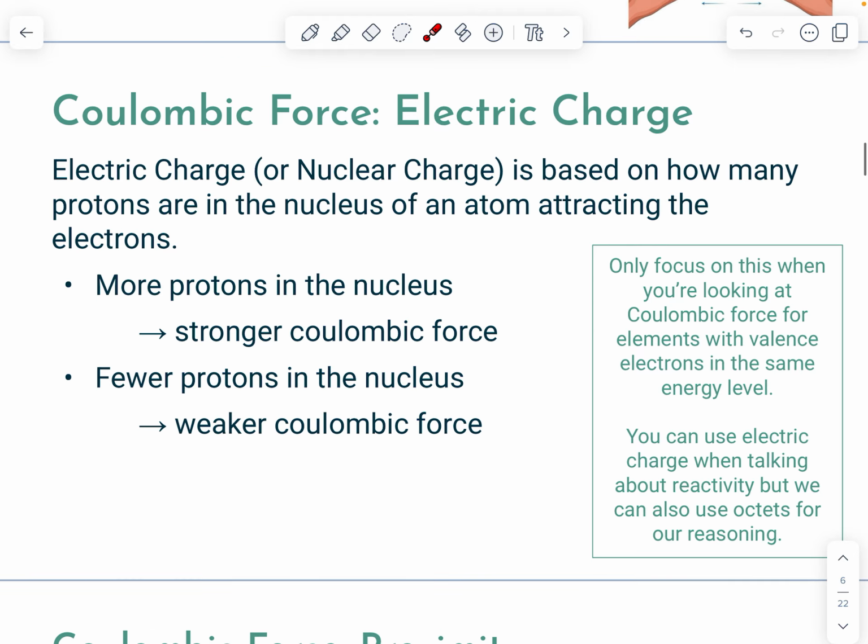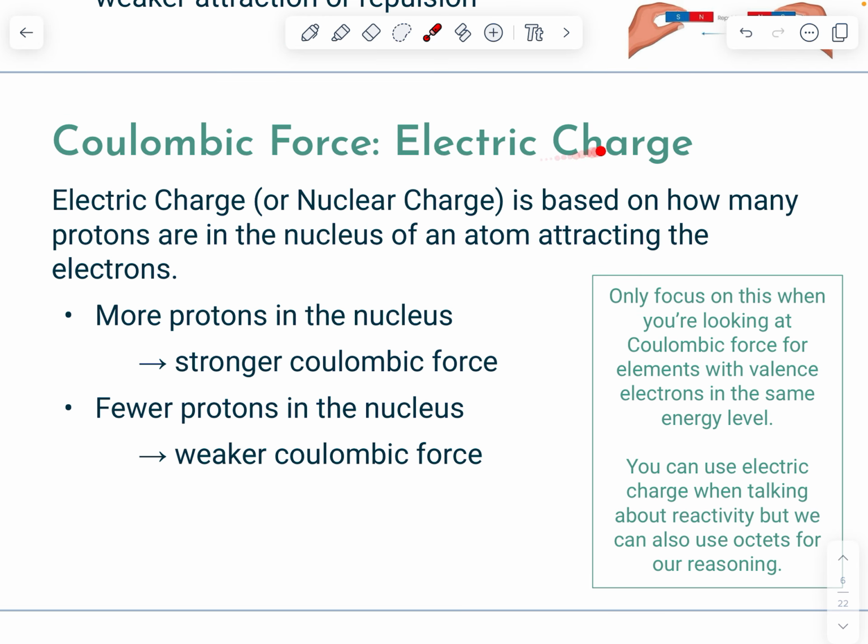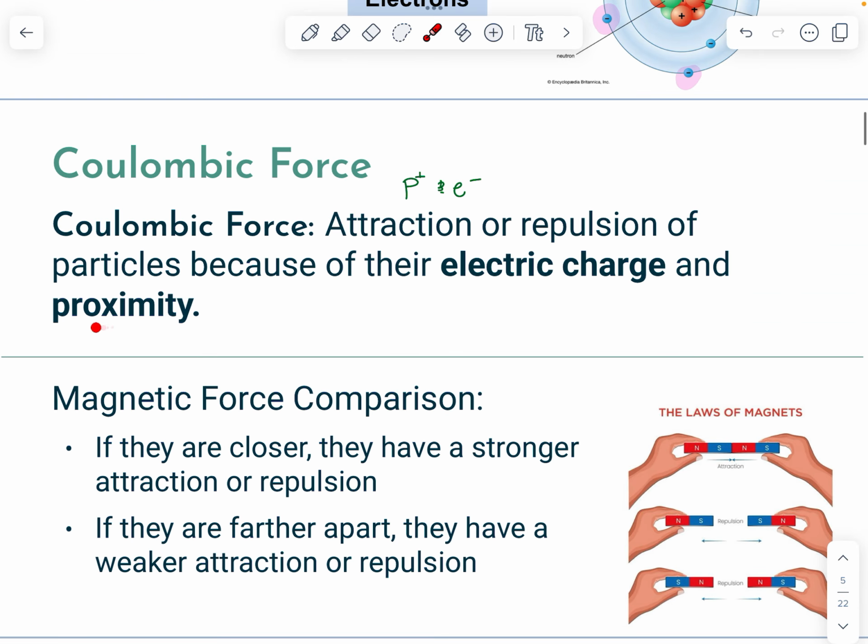So looking at those 2 things, how can we look at and describe electric charge in an atom? Electric charge, or another name for this is nuclear charge, is based on how many protons are in the nucleus of an atom, attracting those electrons to the nucleus, kind of pulling those in. So if we have more protons in the nucleus, it's going to be a stronger Coulombic force. If we have fewer protons in the nucleus, it's going to be a weaker Coulombic force. And this is in addition to considering proximity.